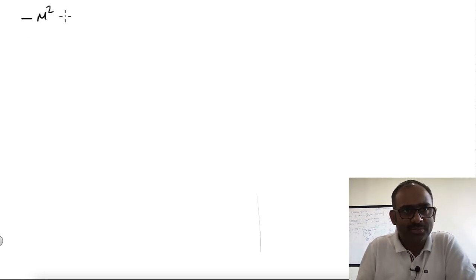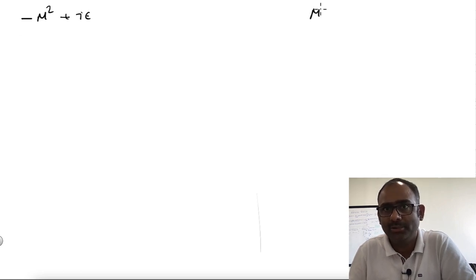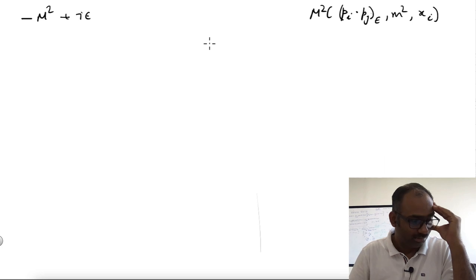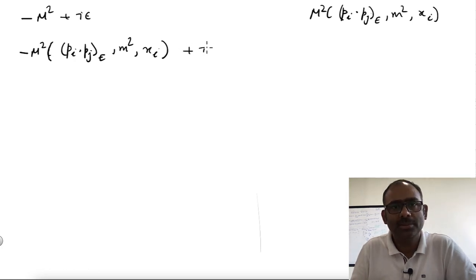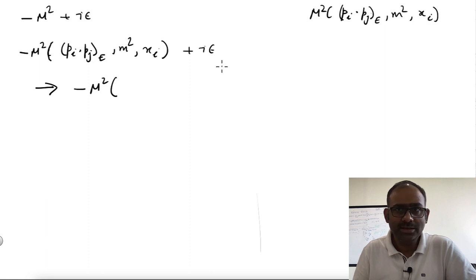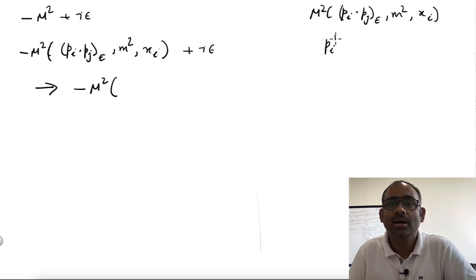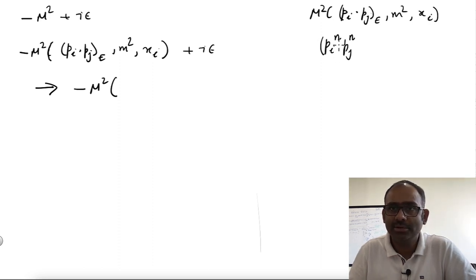How about minus m squared? Let us look at minus m squared plus i epsilon, and remember what m squared is. M squared is a function of p_i dot p_j, these are Euclidean, and m squared also depends on the x_i's, these Feynman parameters. So let me write down minus m squared, which depends on these objects p_i dot p_j, plus i epsilon. That will go to minus m squared, where p_i dot p_j will be p_i^n p_j^n. This is still Euclidean, so I will put Euclidean here, these are the nth components, and then the other components.